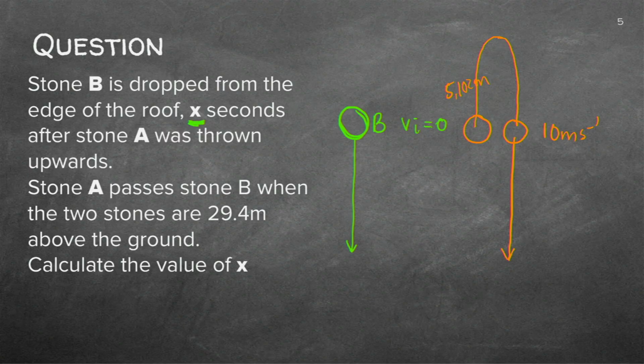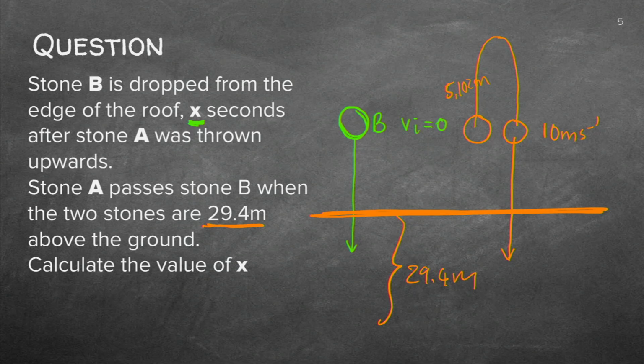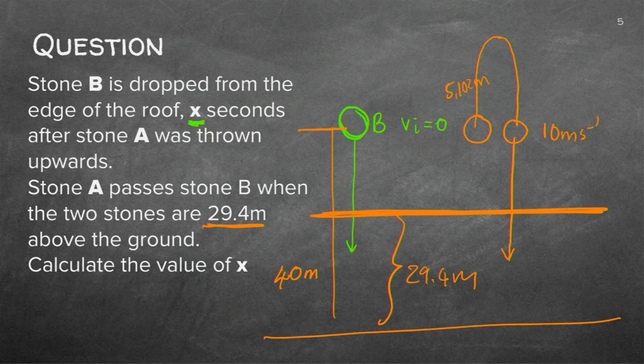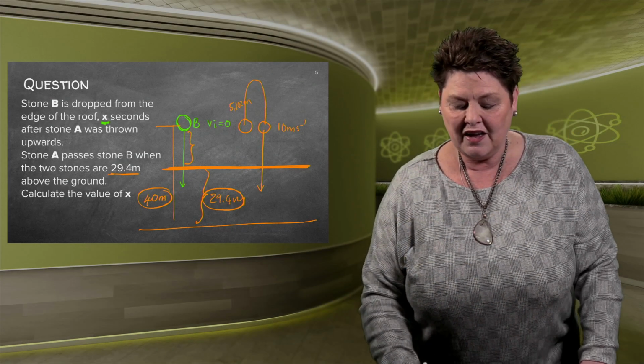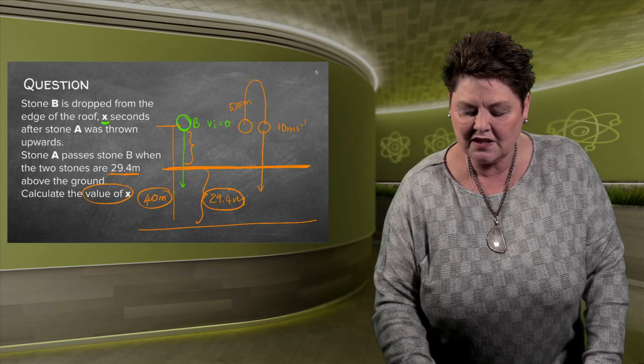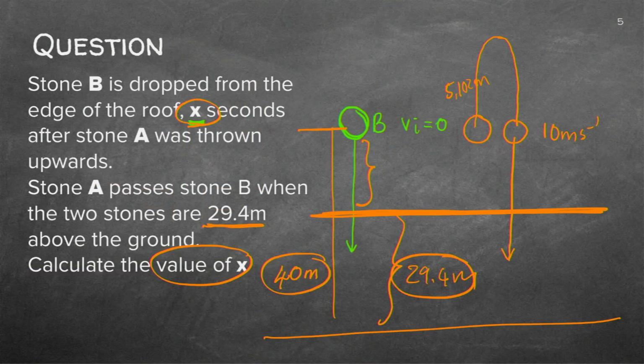Now they give me another piece of information. A passes B. So somewhere we've got A passing B with a height of 29.4 meters from the ground. Now, this was initially launched from 40 meters. So immediately you know you can get that distance if you deduct 29.4 from the 40 meters. They didn't ask me about the heights. They asked me, give the value for x, which is the time before they started dropping B.